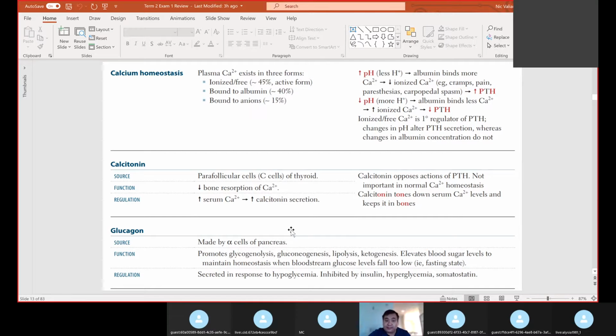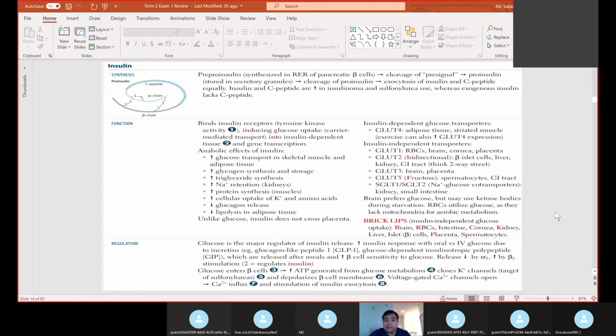How is it regulated? It is secreted in response to hypoglycemia. It is inhibited by insulin, hyperglycemia, and somatostatin. Did you talk about insulin and the receptors or not yet? Not yet?